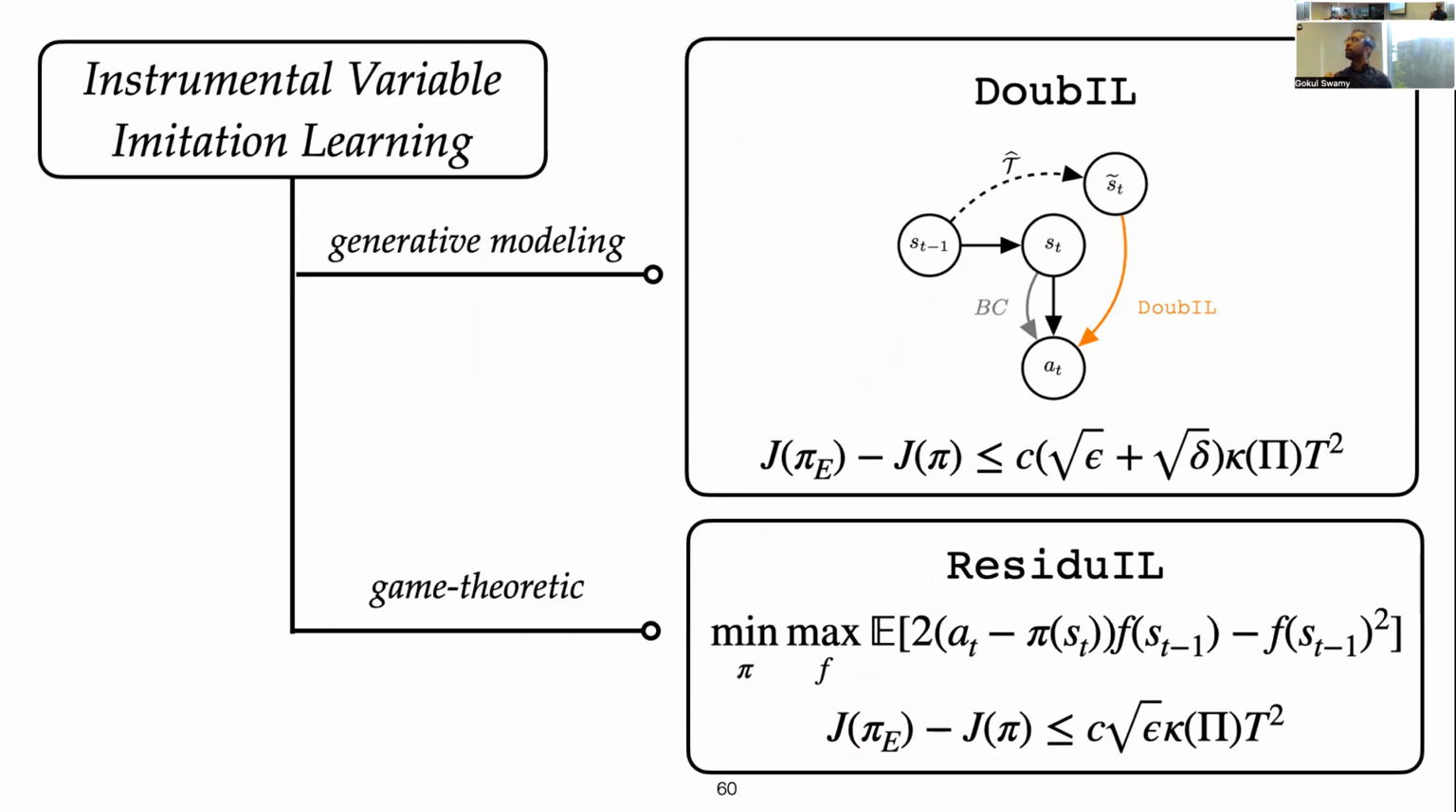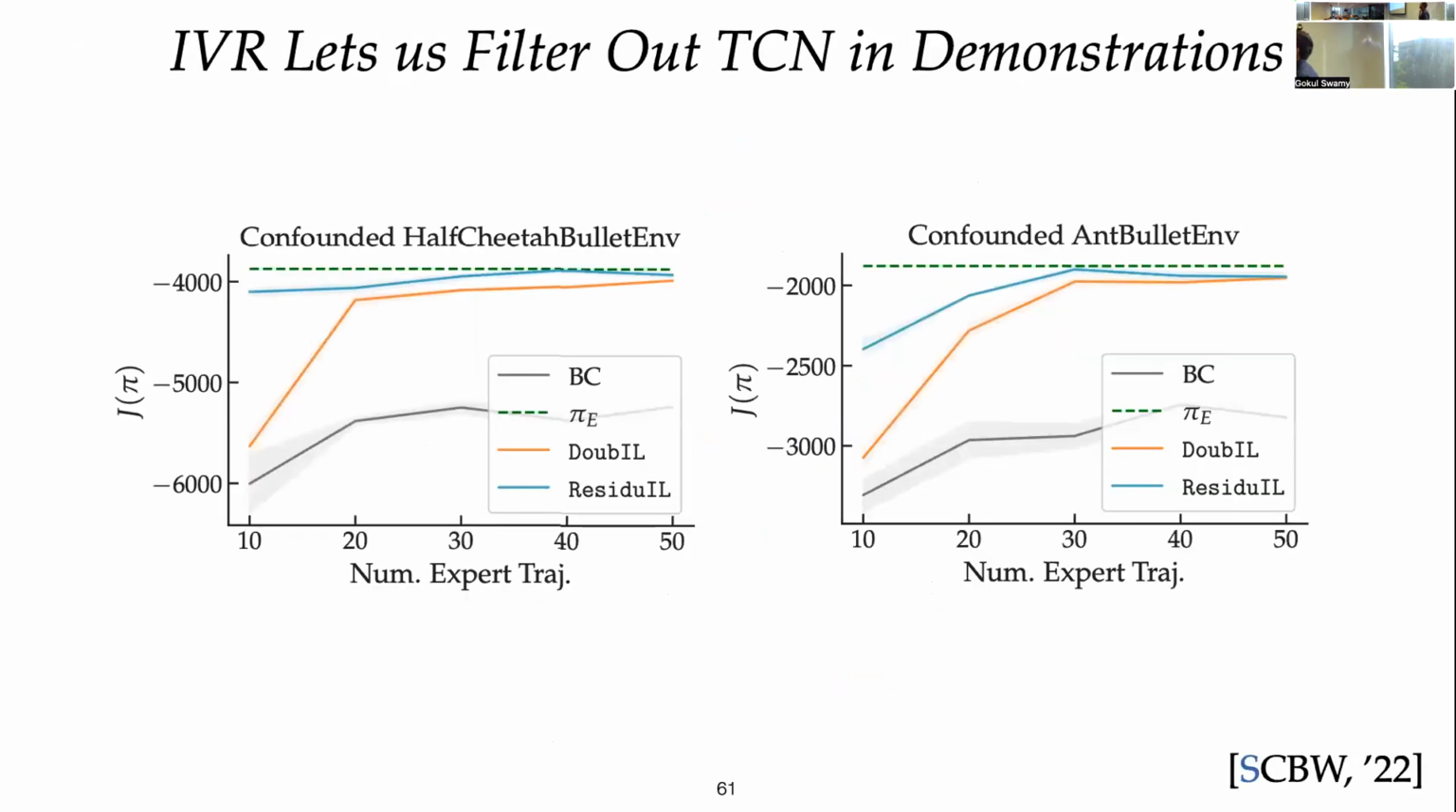So by using the past state as the instrument, we can derive two different instrumental variable imitation learning algorithms. I don't have time to talk about the details, but one is of a generative modeling flavor, and one is of a game theoretic flavor. We actually implemented these on some MuJoCo tasks, and they worked great. Here, the data has confounders in it. Our algorithms, here in orange and teal, are able to maximize performance, while something like behavior cloning isn't able to do so.